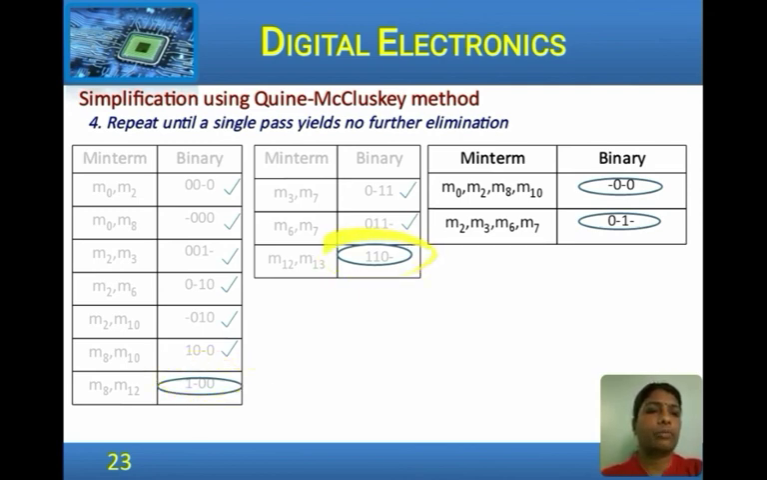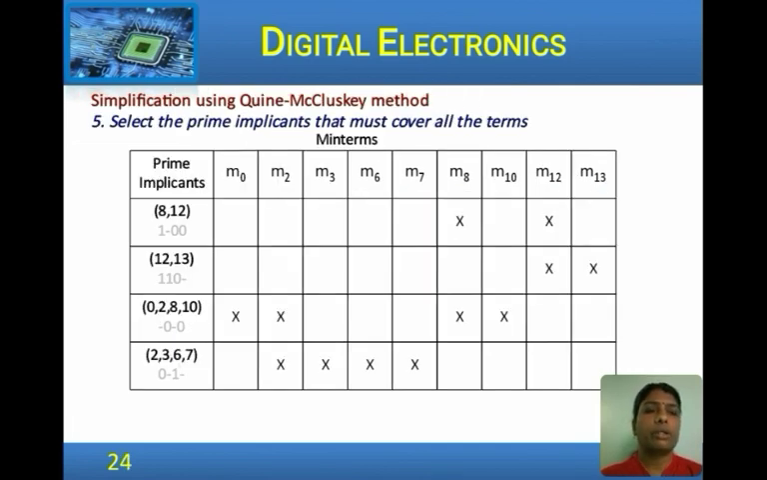That means they could not be reduced further. And now we have the next table. Go for the next pass, see if they can be reduced. They cannot be reduced further, so encircle them. Now these 4 are the prime implicants of this expression. Now we will try to select the minimum number of prime implicants that would cover all the minterms.